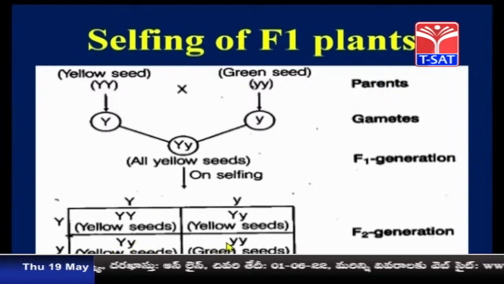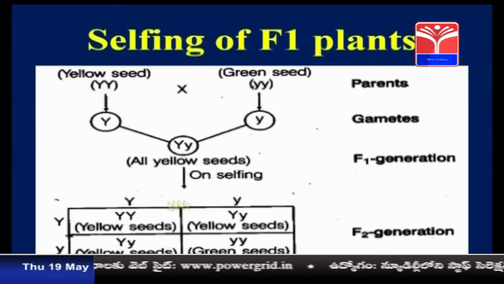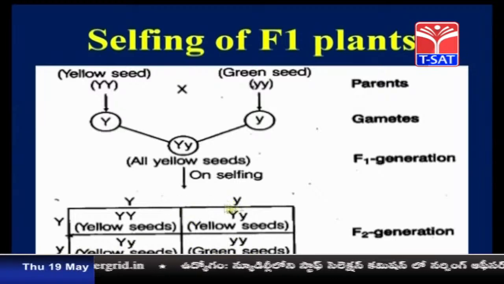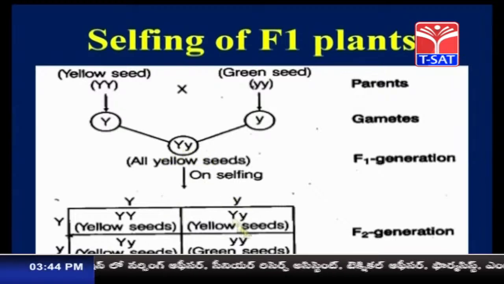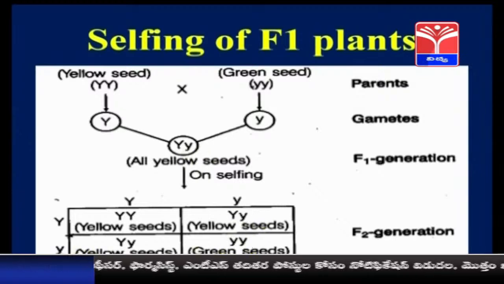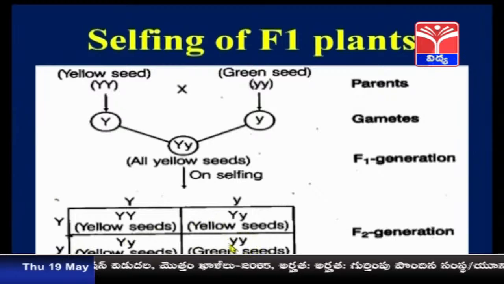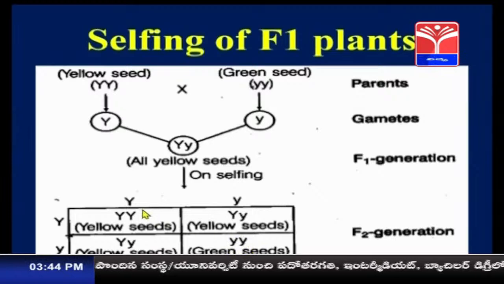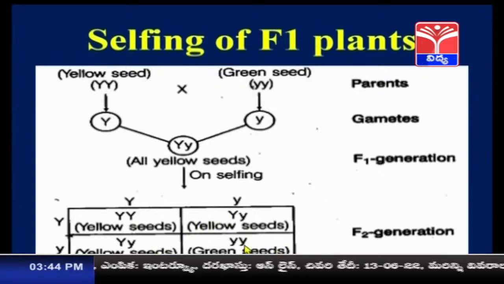What about this, dear students, in the fourth box? This is small y and this is small y. The hidden character, green, is not exhibited earlier, but it is concealed. Now, it is showing itself in the F2 generation. So, small y are these green seeds. This is homozygous, both alleles are same. That means, in the F2 generation, we got 3 plants with yellow seeds and 1 plant with green seed.